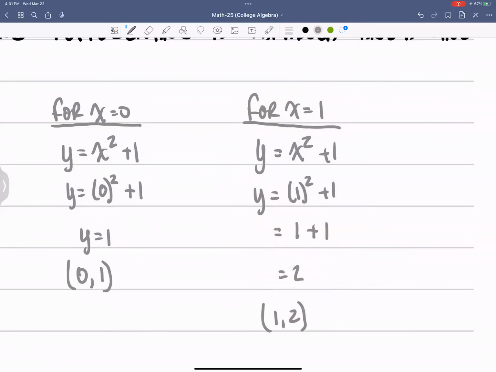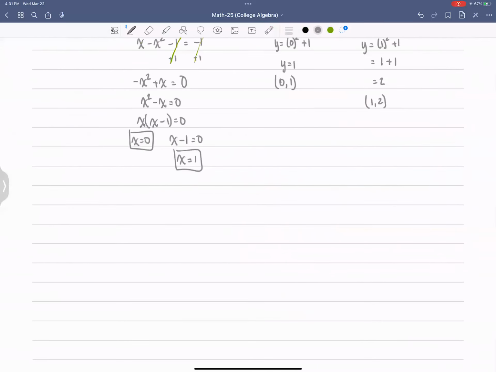There we go. Those are the solutions to our system of equations.